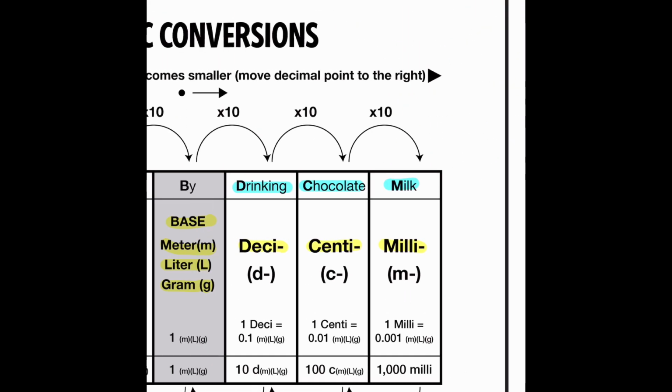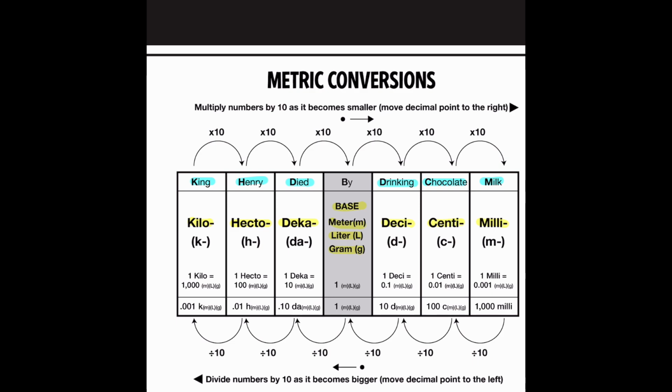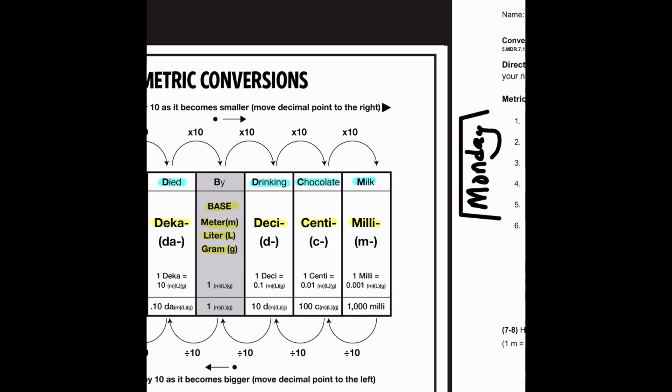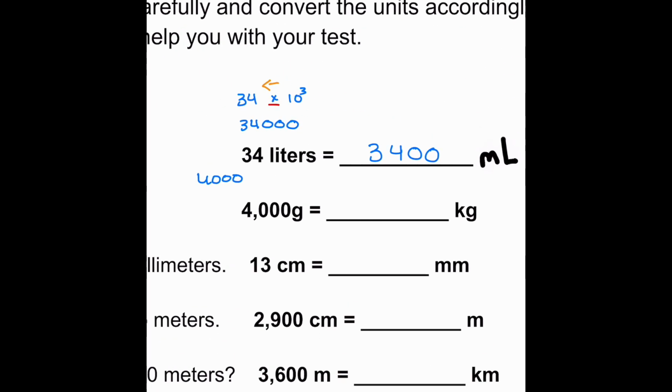And so since we are going from grams, which is right here, to kilograms over here, we're actually going to be dividing by 10 in this direction. And ironically enough, 10 times 10 times 10. So we have 4,000 divided by 10 to the third power.